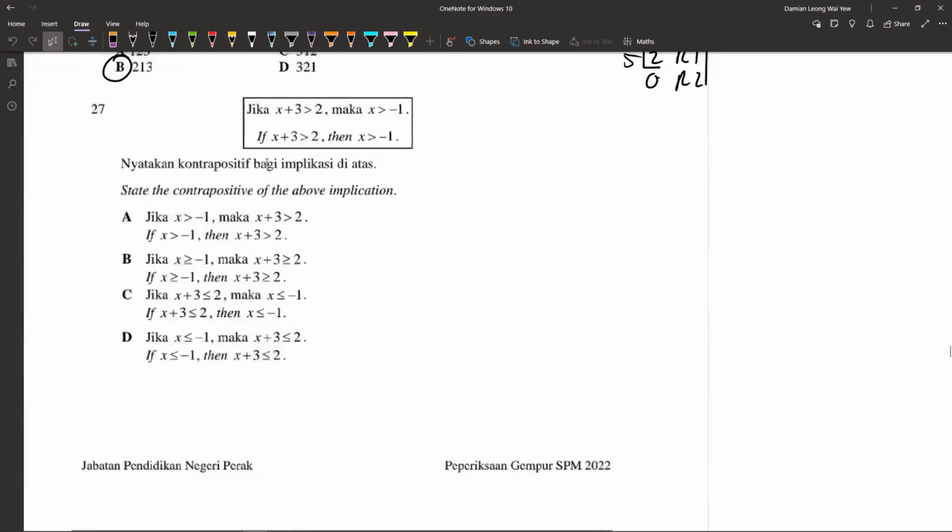Then question 27, state the contrapositive of the implication here. Contrapositive means switch antecedent and consequent as well as negate it. So switch this and negate, so instead of x more than -1, x less or equals -1. Then this one, switch in front and negate: x plus 3 less or equals 2. So compare this one, it is D.